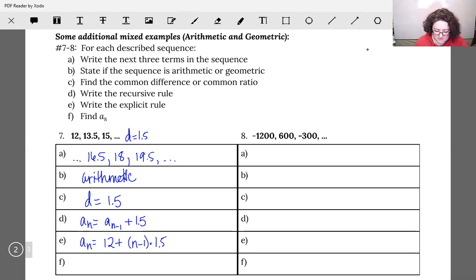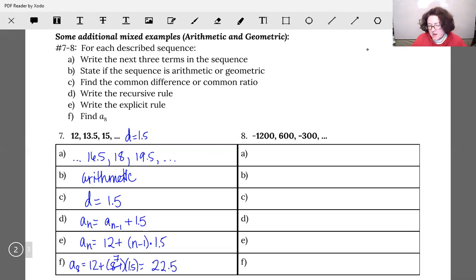And then our last one is to find a sub 8. I'm going to go ahead and use the explicit formula that we found in part E and just plug in. So 12 plus 8 minus 1 times my 1.5, that's going to be 7 times 1.5, and then add 12 to that. You could probably just put that in your calculator all in one line. Just be very careful and make sure you're coming out to 22.5.